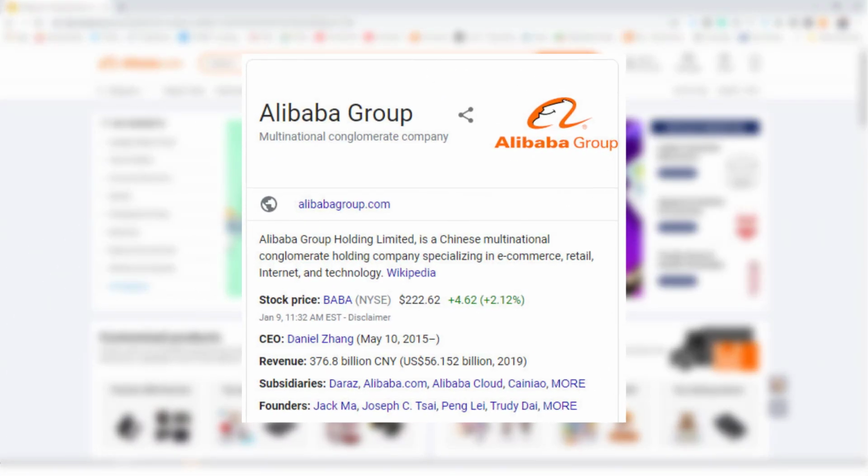If you take a look at this thing, it looks very much like Amazon. And if we pull up a little bit of extra information about Alibaba, you can see Alibaba Group Holdings is a Chinese multinational conglomerate holding company specializing in e-commerce, retail, internet, and technology. The revenue is $376.8 billion. It's huge. This is a big company, okay? That's $56 billion U.S. dollars.